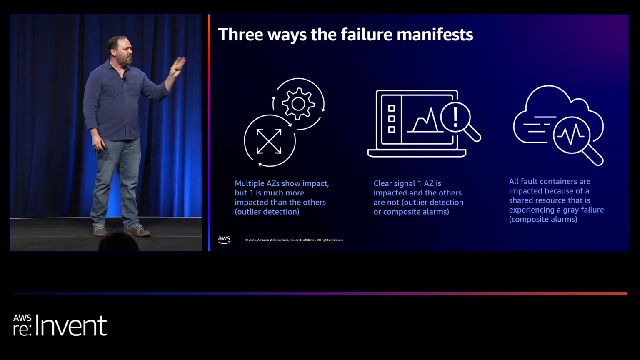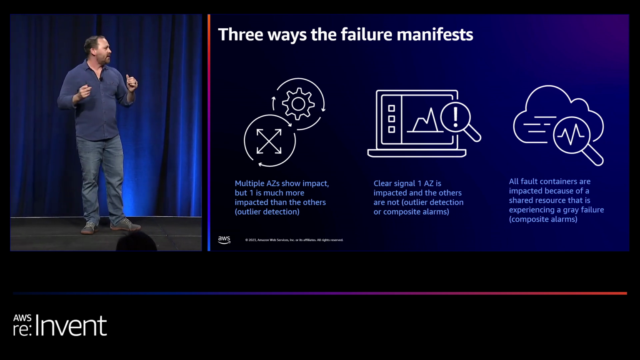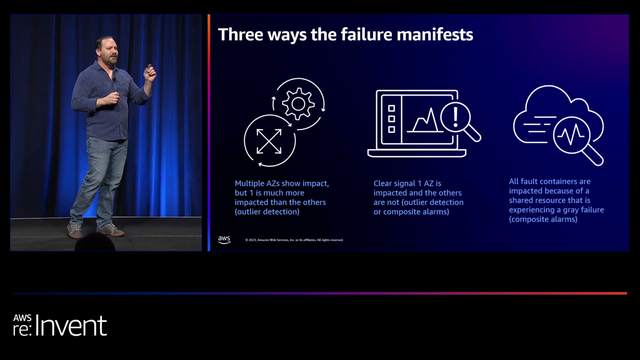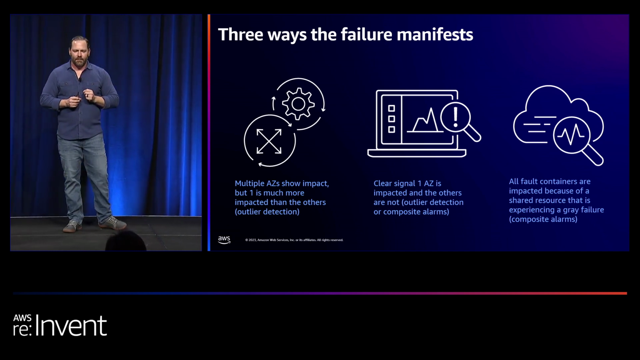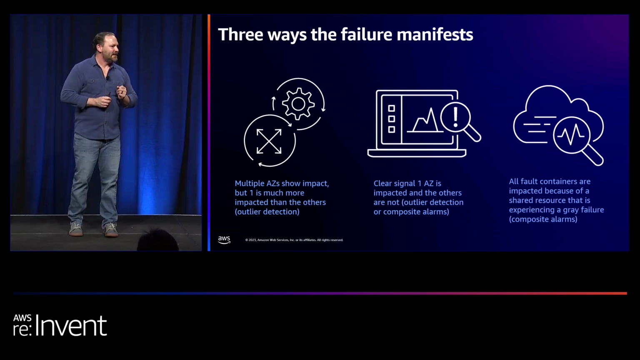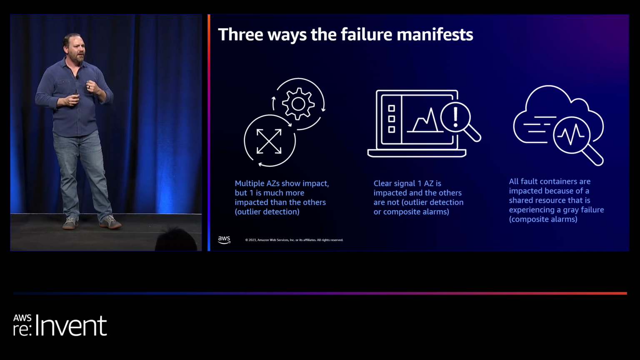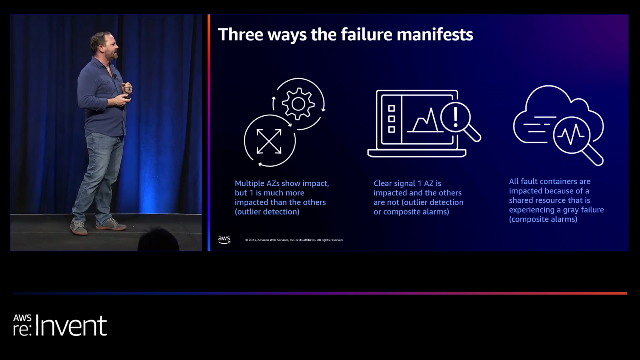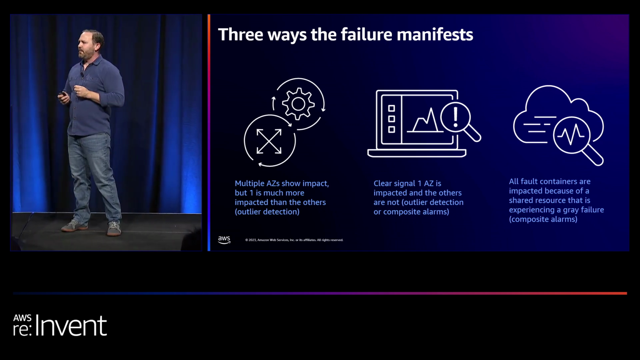And then finally, the third way that a single AZ gray failure could manifest is that all of the fault containers, in this case our availability zones, are impacted because of a single shared resource that's experiencing a gray failure. Something like a database. If a database is in an availability zone that has a gray failure, all of the instances and all the AZs could show impact because of that. And again, we'll be able to find that kind of problem with composite alarms as well.